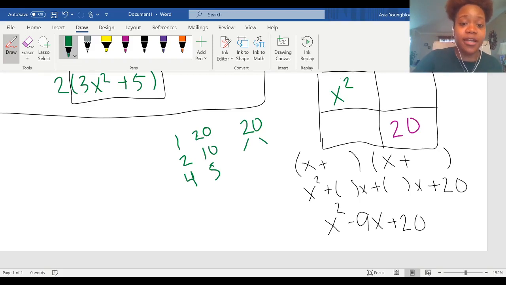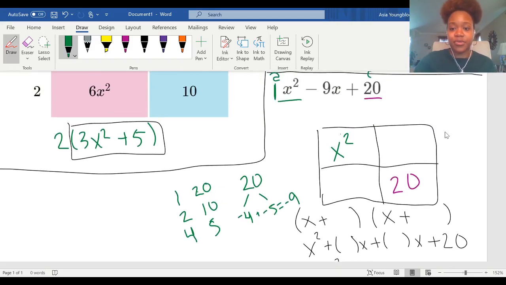If we make them both negative, so if we have negative 4 and negative 5, 2 negatives when multiplied make a positive, so that gets us our positive 20, and when we add them, we get negative 9. So those are the 2 numbers that we're going to use to factor. So again, we're splitting this negative 9x into negative 4x and negative 5x.